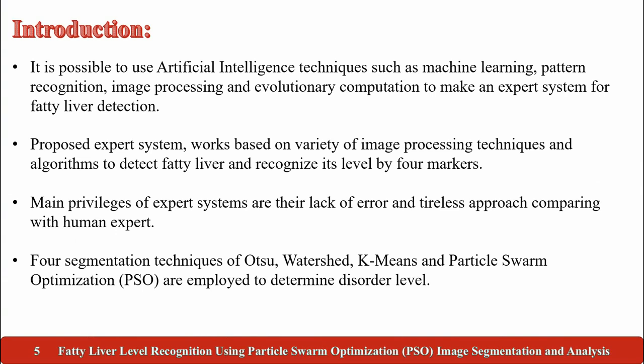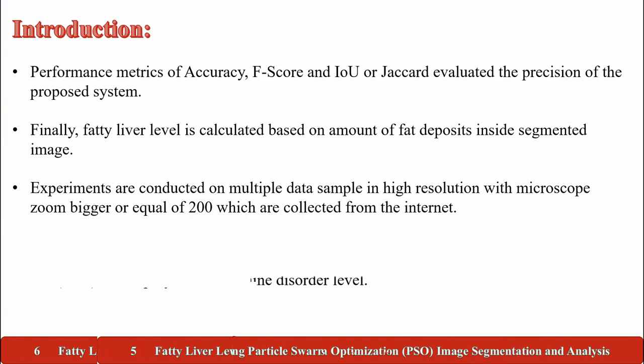The proposed expert system works based on a variety of image processing techniques and algorithms to detect fatty liver and recognize its level by 4 markers. The main privilege of expert systems is their lack of error and tiredness compared with a human expert. For segmentation, the techniques of watershed, K-means, and PSO segmentation are employed to determine disorder level. Performance metrics of accuracy, F-score, and IOU or Jaccard are used to evaluate the precision of the proposed method. Finally, fatty liver level is calculated based on the amount of fat deposit inside the segmented image.